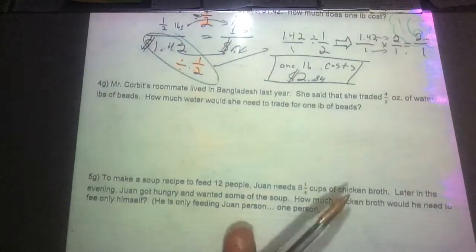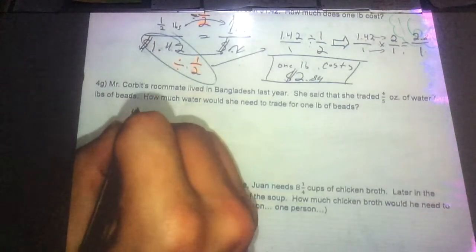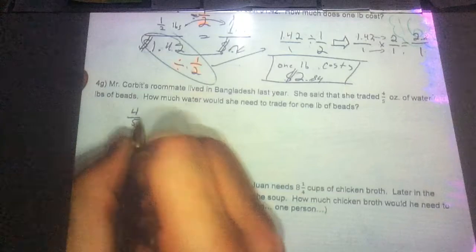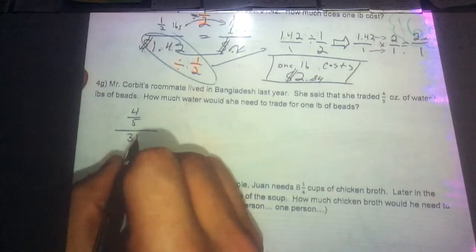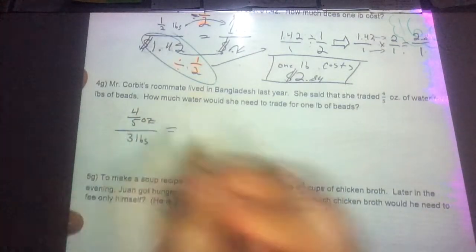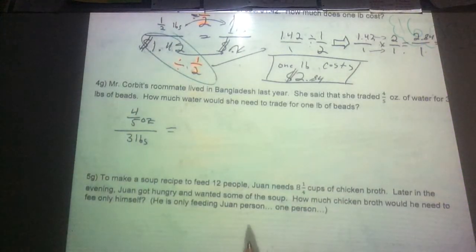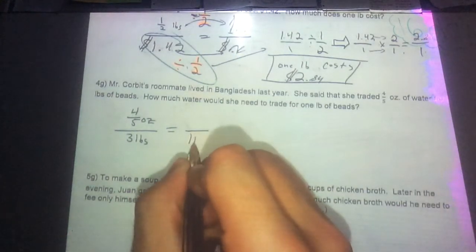Mr. Corbett's roommate lived in Bangladesh for a year. She said that she traded 4/5 ounces of water for 3 pounds of beads. How much water, so this is ounces of water, how much water would she need to trade for 1 pound of beads? So here's the 1 pound of beads.